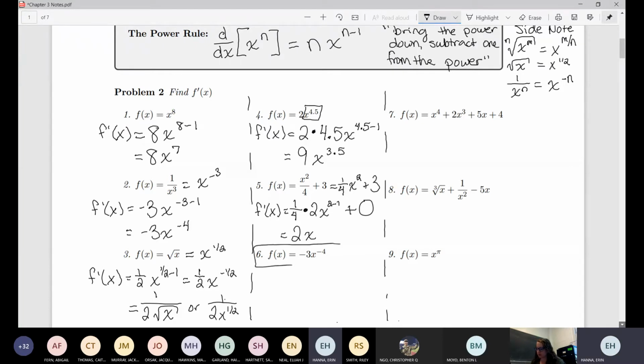I'm going to give you a minute and a half to try 6 and 7, and then we'll go through 8 and 9 together. So I'll sit here awkwardly for a minute and a half.